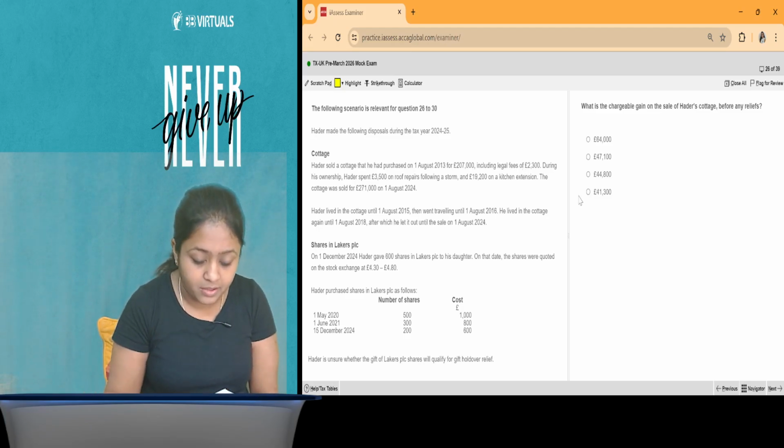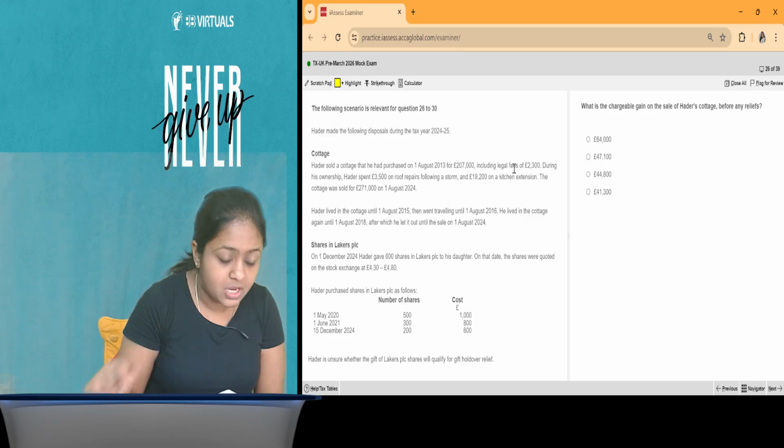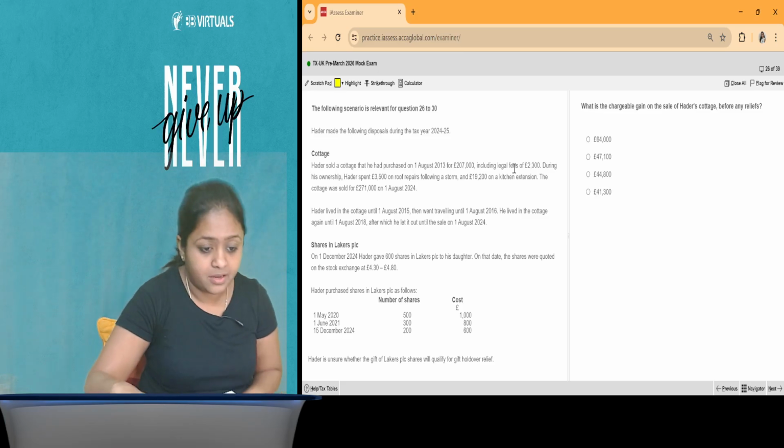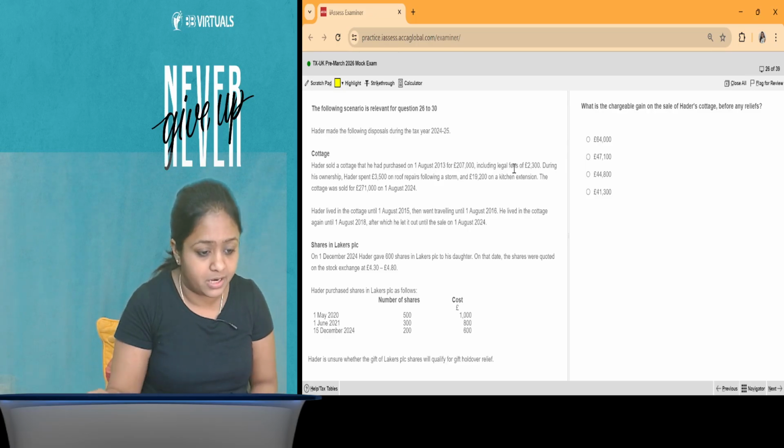Okay, now, no, this is including legal fees. Wait, 207,000 including legal fees. So I will not reduce 2,300 again because this is already including 2,300.